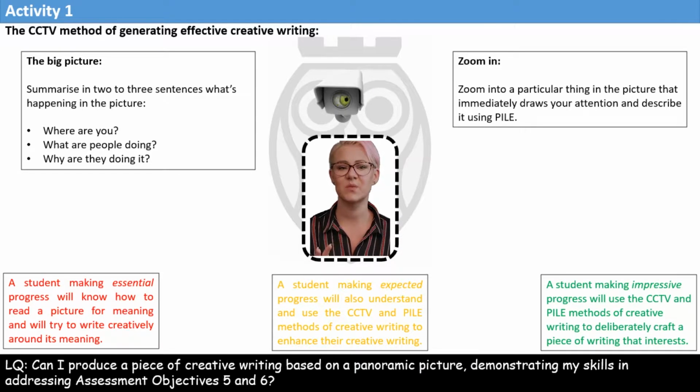For example, in the picture we have just looked at, you could zoom in on either of the men that are standing in the room, or perhaps even the cat. When you have zoomed in again, answer the same questions. What is the person, animal or thing doing? And how and why are they doing it?